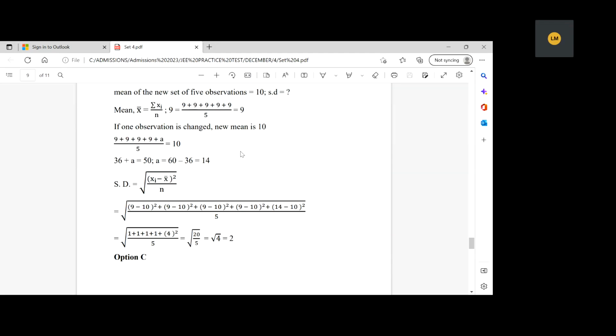Now moving on to the second case, they have told us that they have changed one observation. So it is 9 plus 9 plus 9 plus 9, that is the four ones, and then plus a by 5 equal to 10. I have the value of a is 14. Then I can just substitute into the standard deviation formula. It's root of xi minus x bar the whole square by n. So it will be root 20 by 5 and it is root 4 which is equal to 2.